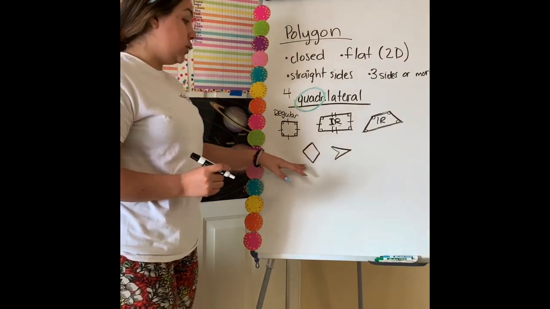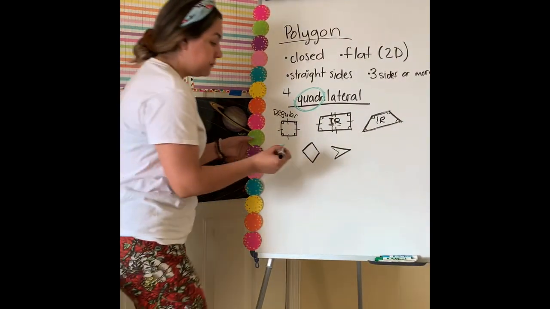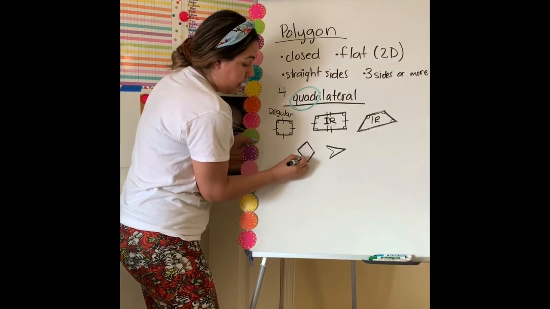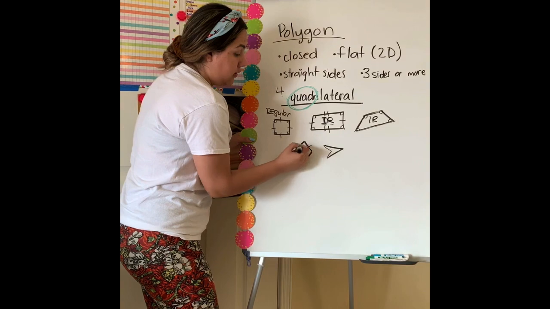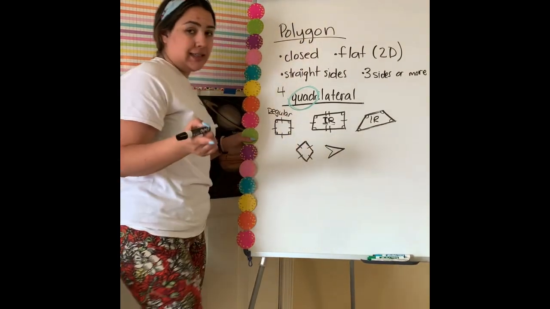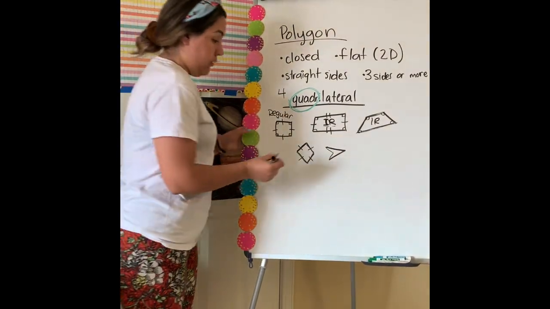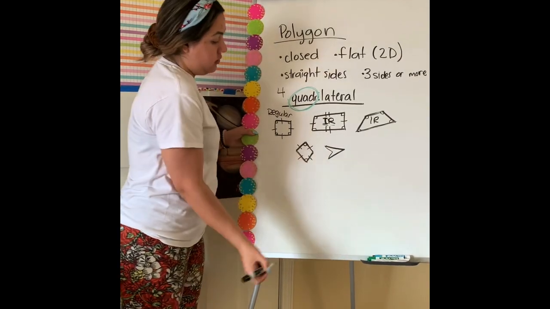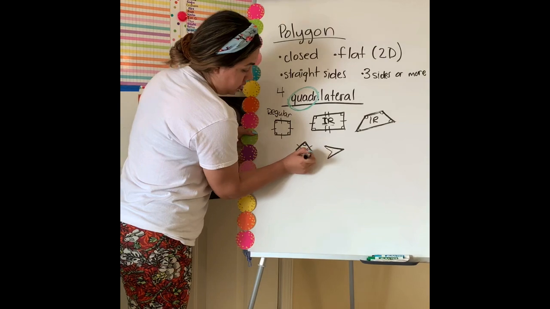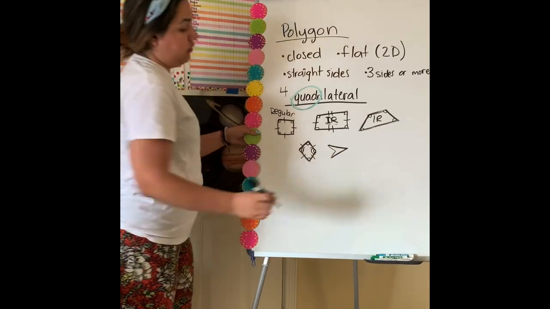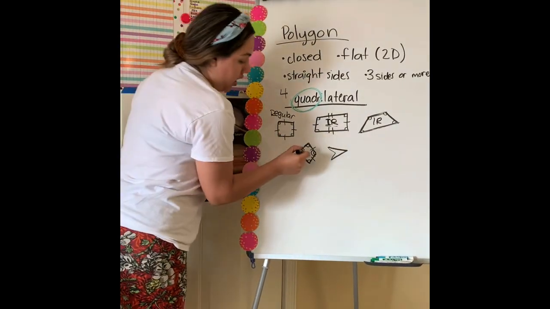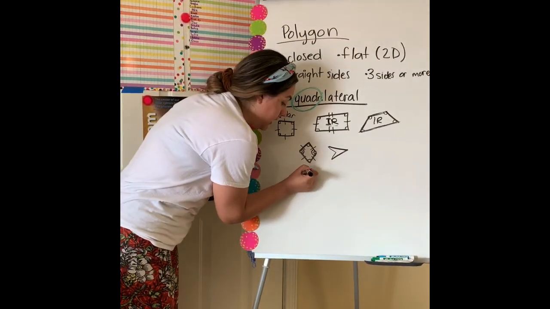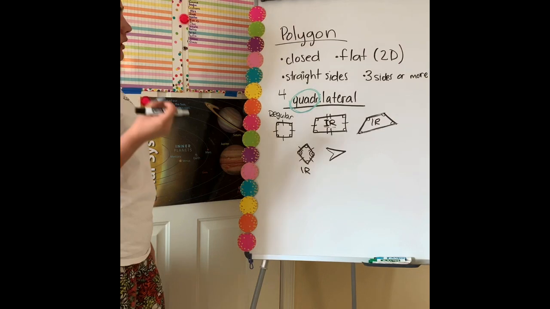Okay, next is the rhombus. A rhombus is like a square, so all the sides are equal, but the angles are not equal. Okay? This angle is equal to this angle, and this angle is equal to this angle, but not all the angles are the same. That is why this is an irregular polygon.